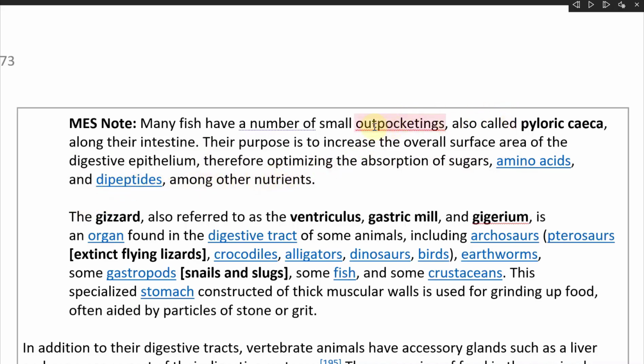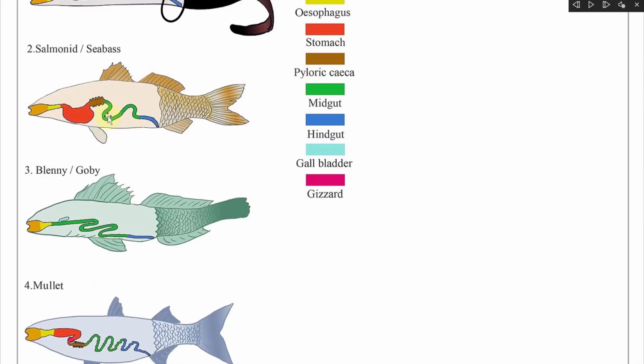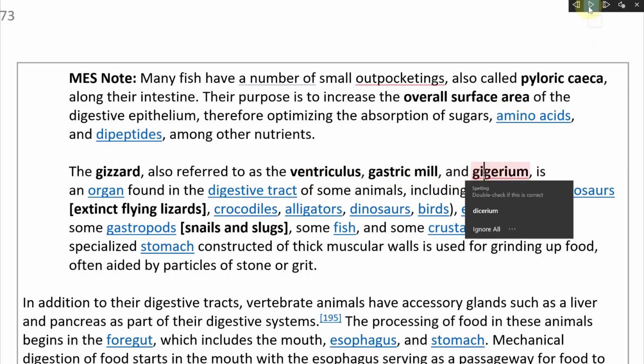So those are smaller outpocketings along their intestine, and that is the pyloric ceca, this brown one. Notice that it's stretching outside of the intestine just to add more surface area, to be able to absorb more nutrients. And the gizzard, also referred to as the ventriculus, gastric mill, or gigerium, see this?